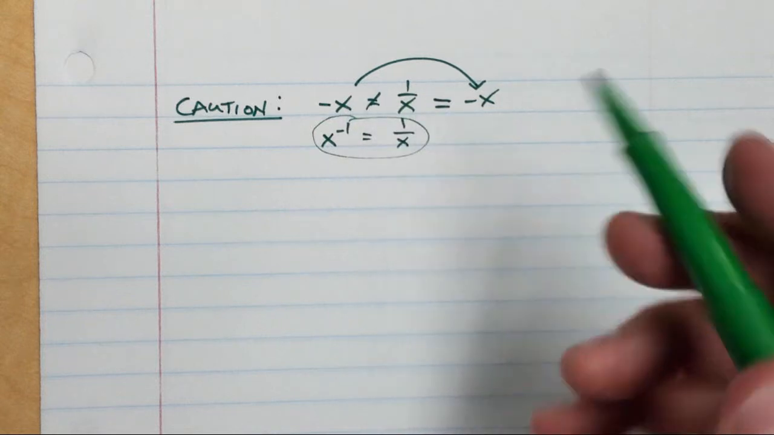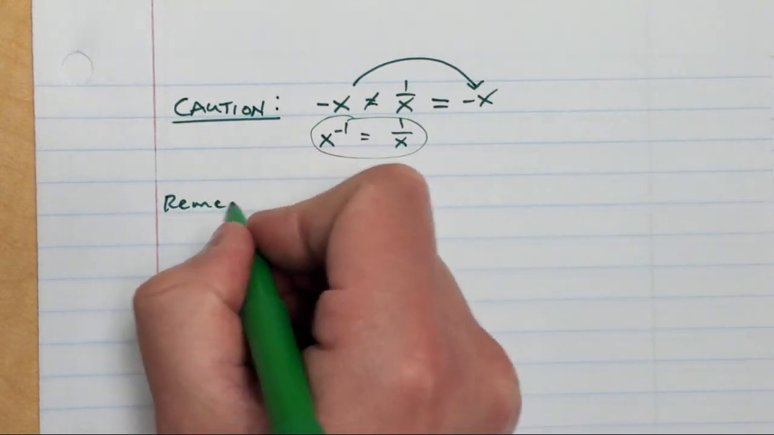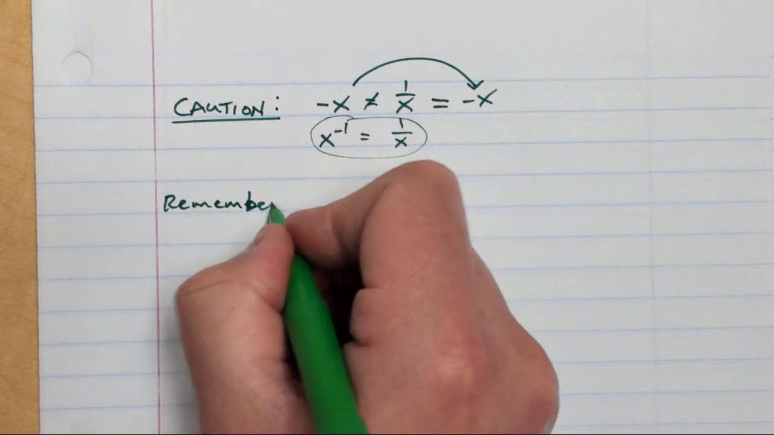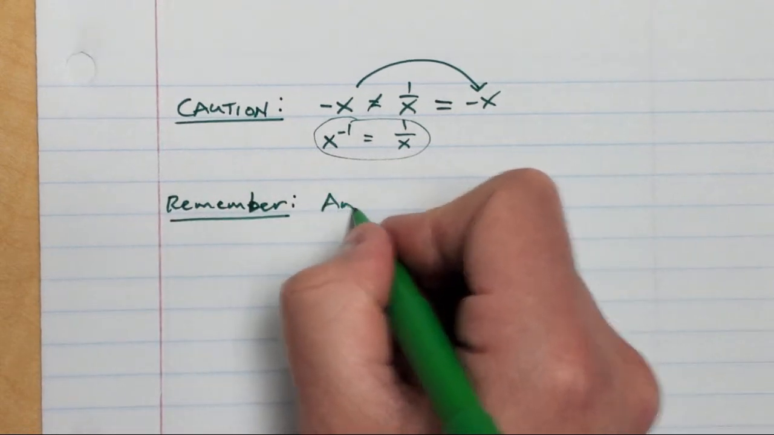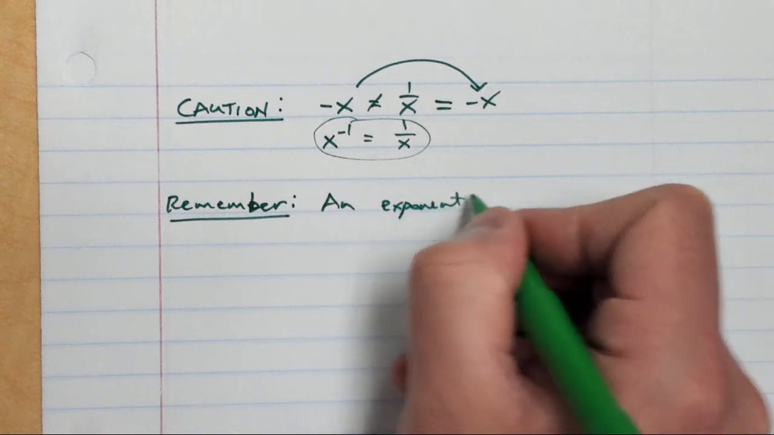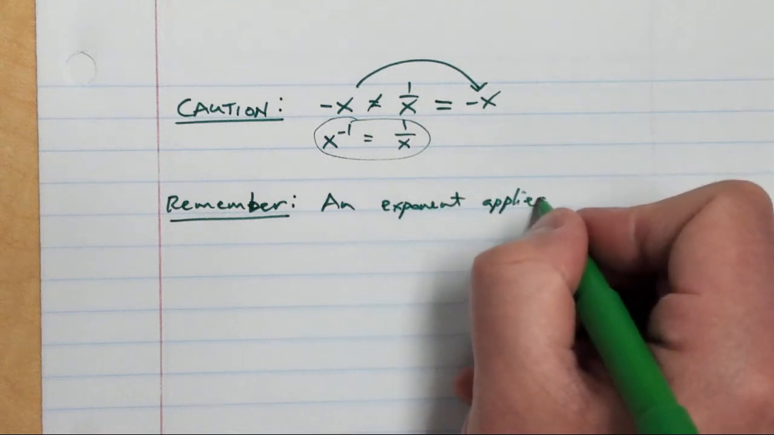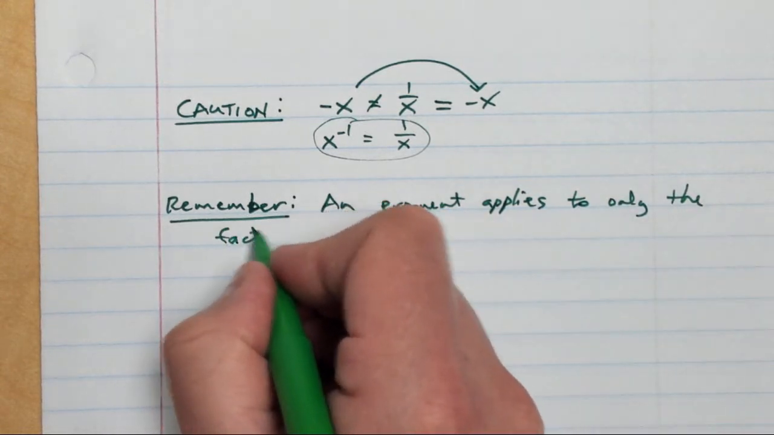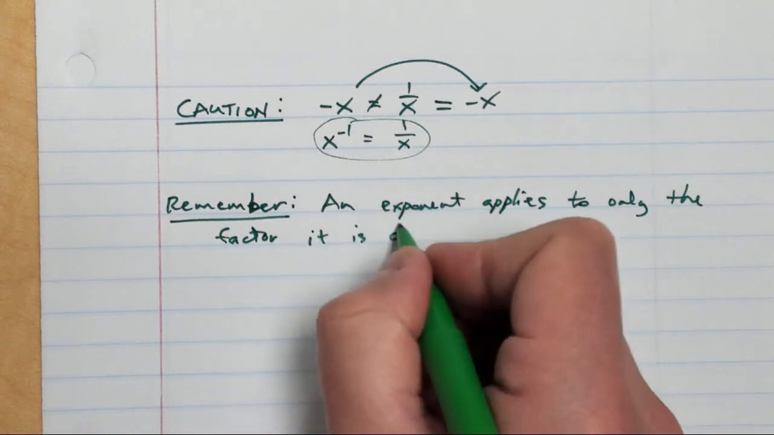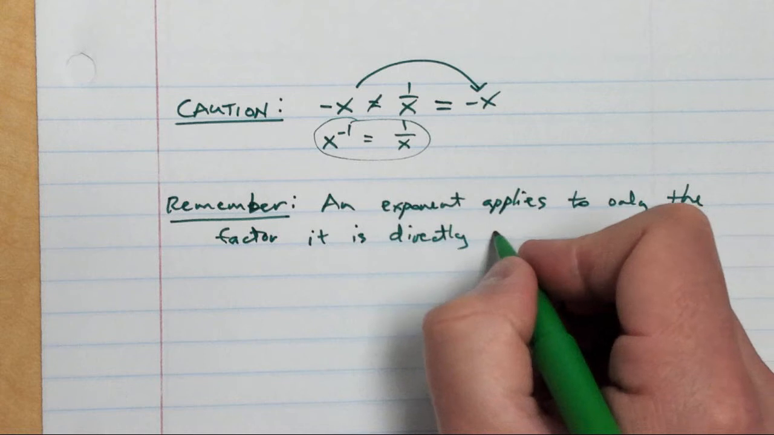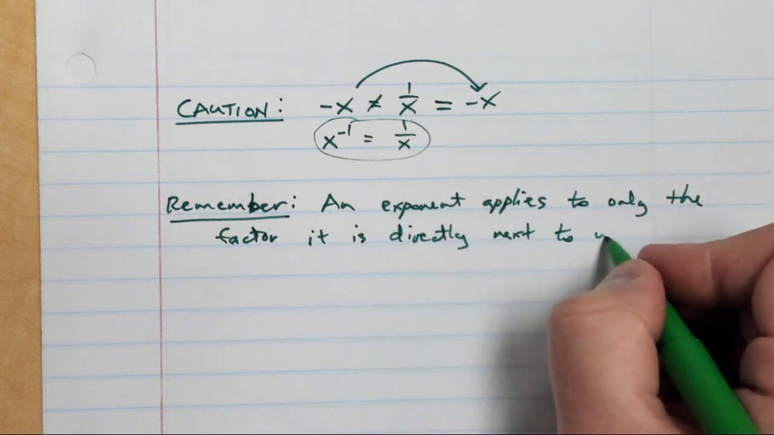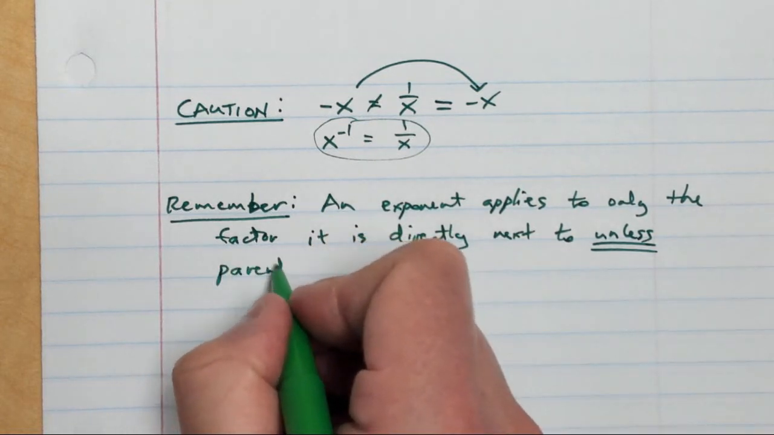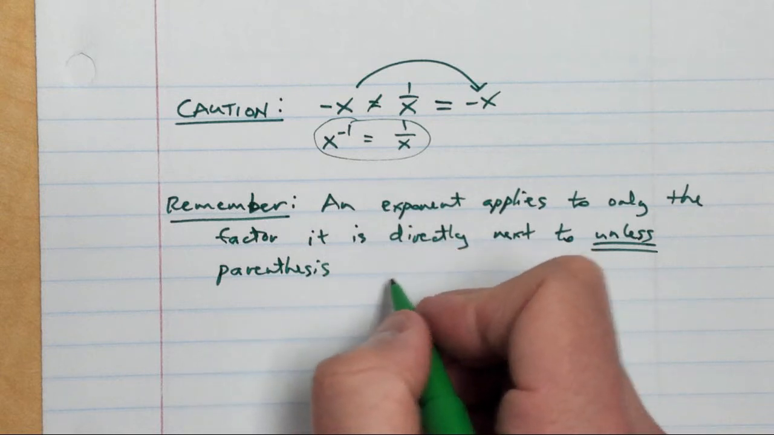So keep that in mind. And then also, there's something important to remember here. Remember, an exponent applies to only the factor it is directly next to, unless, important, unless parentheses enclose other factors.